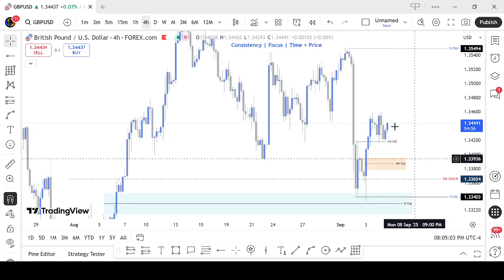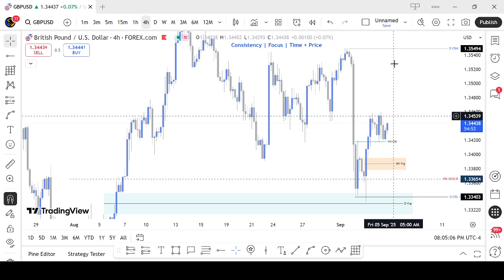And in GBP also, I'm expecting price to go higher.